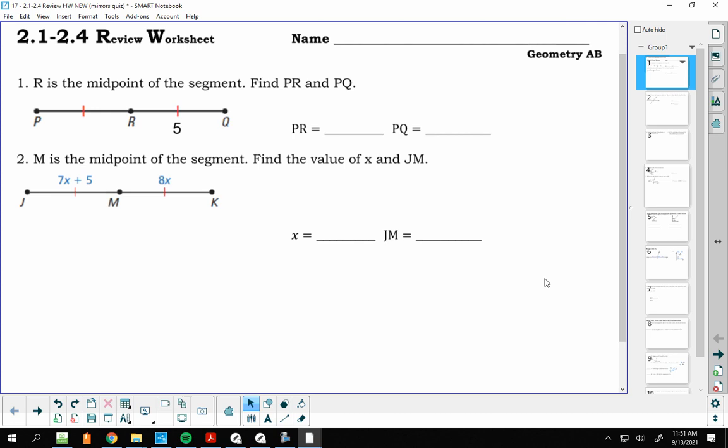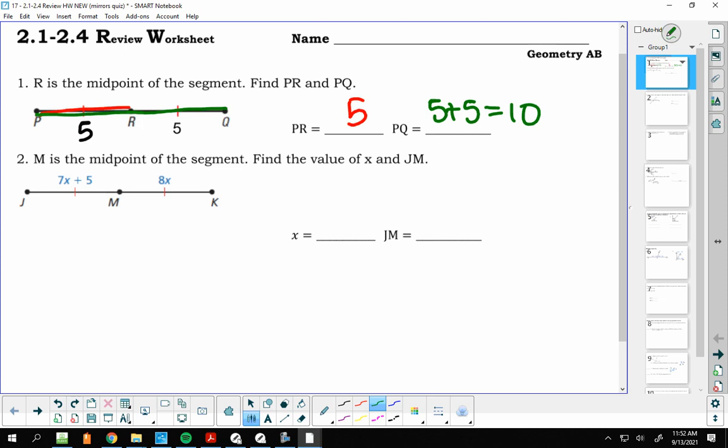Right, going back to 2.1, R is the midpoint of the segment. We can tell because they have both halves marked congruent using the little tick marks. So we're going to find PR and PQ. If this half is 5, then how big is this half? Good. And so now they want me to find the length of PR, which we just said was 5. And they want me to find the length of PQ, which is the whole thing. So 5 plus 5 gives me a length of 10.